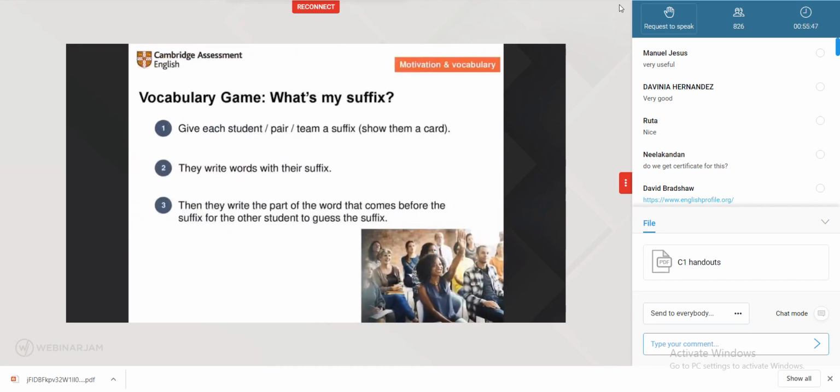Lovely. A game that you played, which is very easily done online, Victoria? You can give students or pairs or teams a suffix. You show them on a card or whatever online, and then they have to write words with that suffix. And then they write the part of the word that comes before the suffix, so the other students guess what the correct suffix is. Lovely. So it can be a warm-up activity or to finish the class in a bit more fun way.